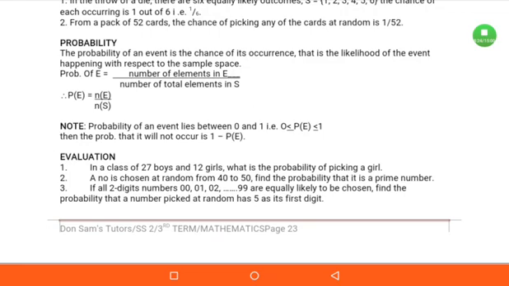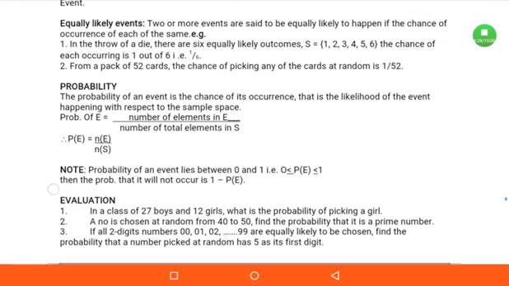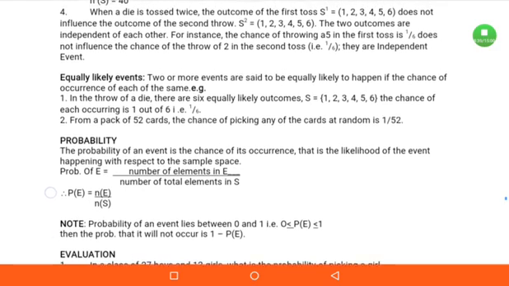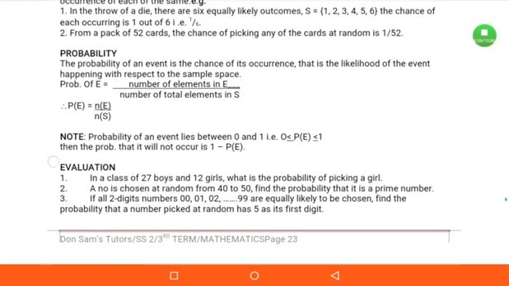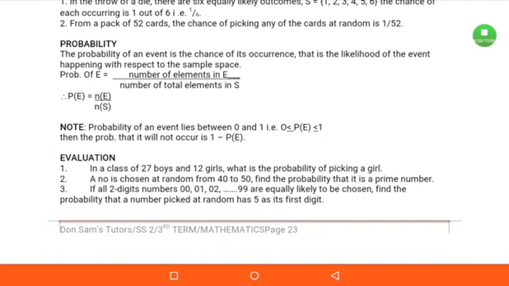Do you understand? So then what is probability? We understand the term chance. We understand the term equally likely events. We know what event means. We know what they call outcome. We know what they call sample space. And we know what they call trial. So now what is probability? The probability of an event is the chance of its occurrence, that is, the likelihood of the event happening with respect to the sample space. The ratio of the number of events over the number of the sample space is called probability.